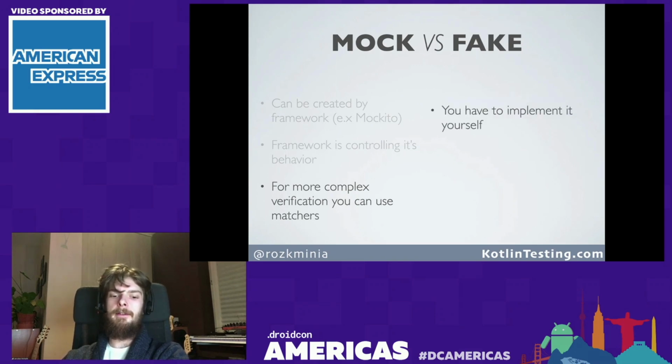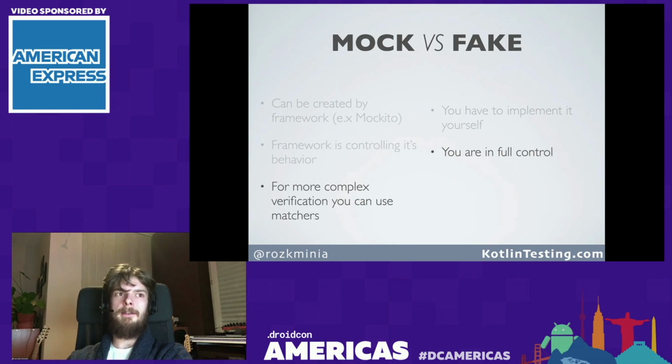Fake, on the other hand, has to be implemented by the developer. In non-complex cases, such as a splash screen view, it's just implementing a few methods in an interface and adding some Boolean properties. You are in full control here. You can decide how this fake should behave, and effectively you can reduce complex verification to simple assertions, as shown in the example before.